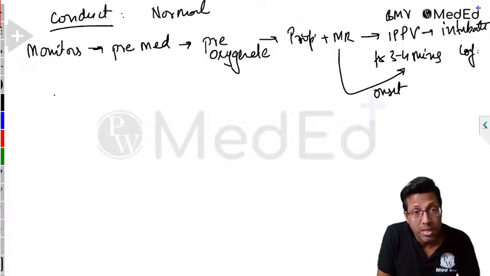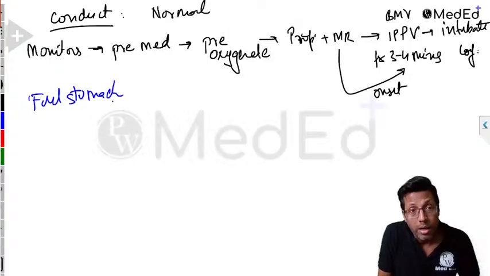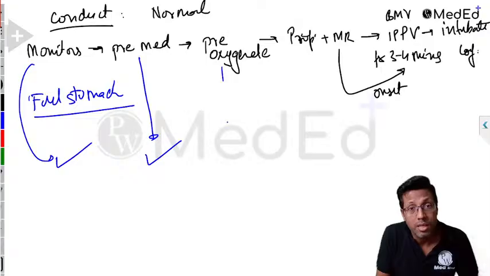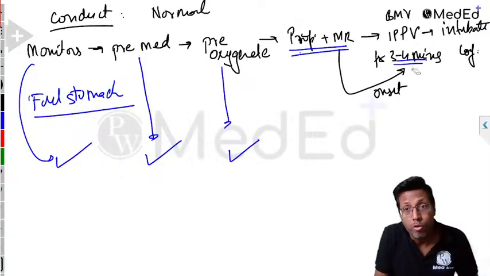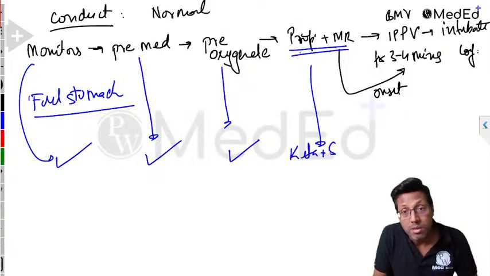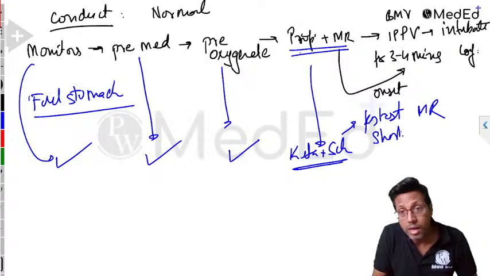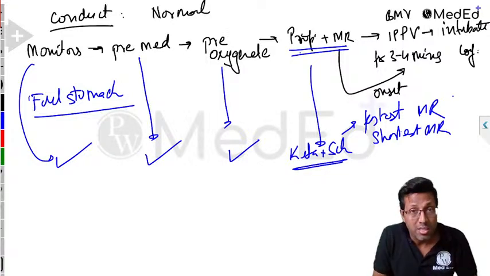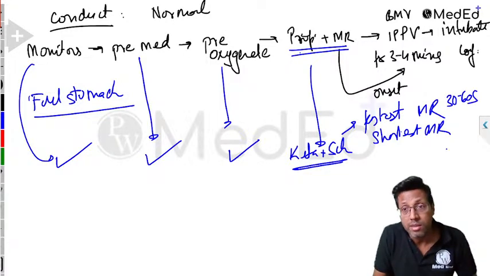But the difference that takes place in case the patient is full stomach, right, what is the difference? The monitoring part remains the same, pre-medication remains the same. Yes, you can give pre-oxygenation, but instead of propofol and muscle relaxant, remember here you have 3 to 4 minutes, right? But here we don't have time. So here I'm going to use ketamine plus succinylcholine, which are very fast acting. Remember, succinylcholine is the fastest acting muscle relaxant. It is also the shortest acting muscle relaxant, right? Fastest means it works between 30 to 60 seconds, and shortest means its duration of action is between 5 to 8 minutes.